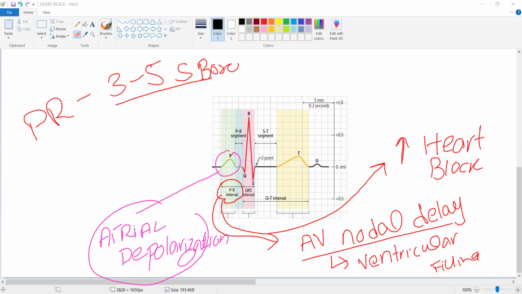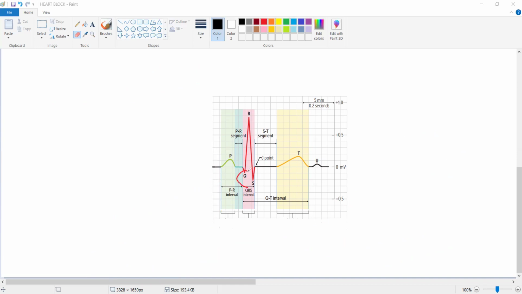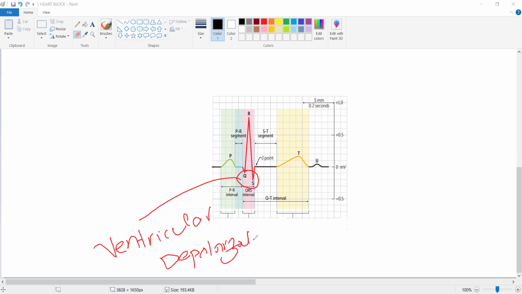Okay. So the QRS complex. QRS complex or QRS interval are the same thing. It represents the ventricular depolarization. Okay. So the ST segment is clinically important in MI, myocardial infarction, ST segment elevation or non-ST segment elevation. It represents the ventricle completely depolarized, and the T wave represents ventricular repolarization.